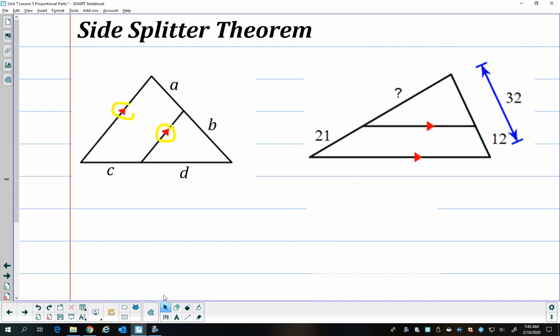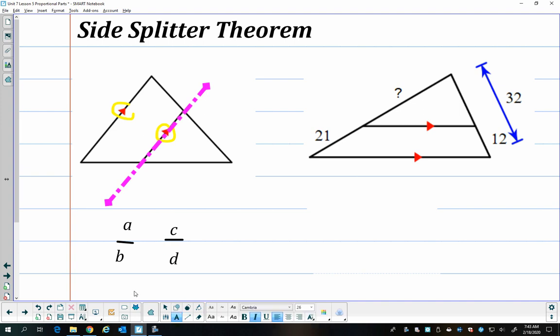And there's a bunch of different proportions that we could write, and the one that I see as being the easiest would be if I were to extend this parallel line. I sort of create fraction bars between two of these pieces, and what I get is A divided by B and C divided by D. And those two ratios will be equal.